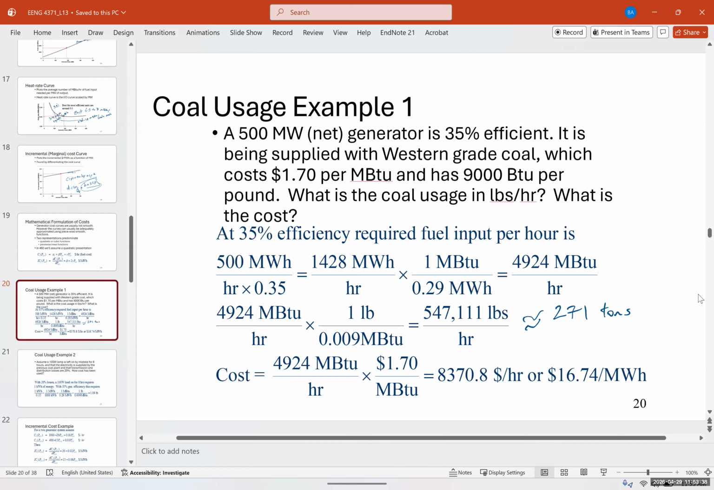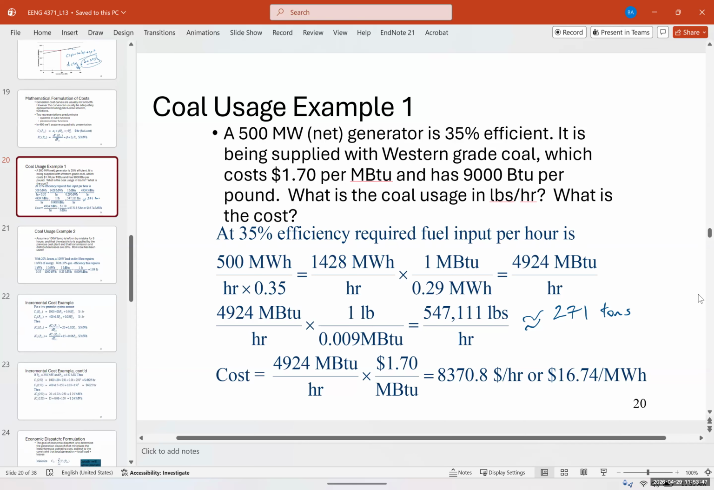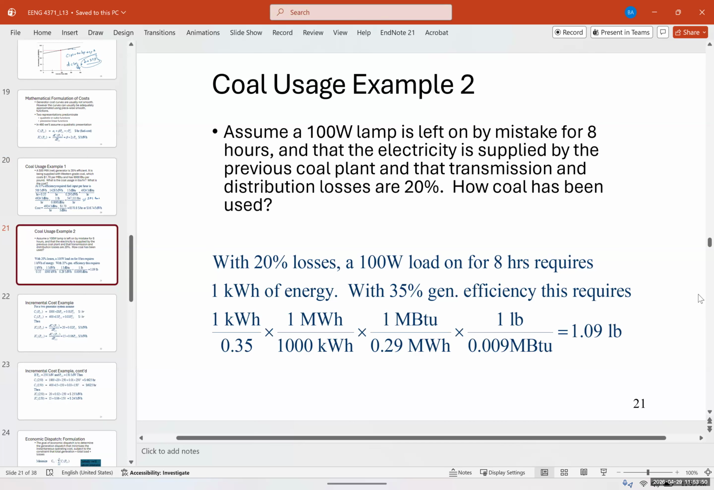Now we can see that economic dispatch matters. Even small improvements in efficiency across many generators translate to significant savings down the line. Now, this is another example. We want to trace the coal consumption all the way back from a simple household item. We have a 100-watt light bulb left on by mistake for 8 hours, and the electricity is supplied by the previous coal plant, and transmission and distribution losses are 20%. How much coal has been used?